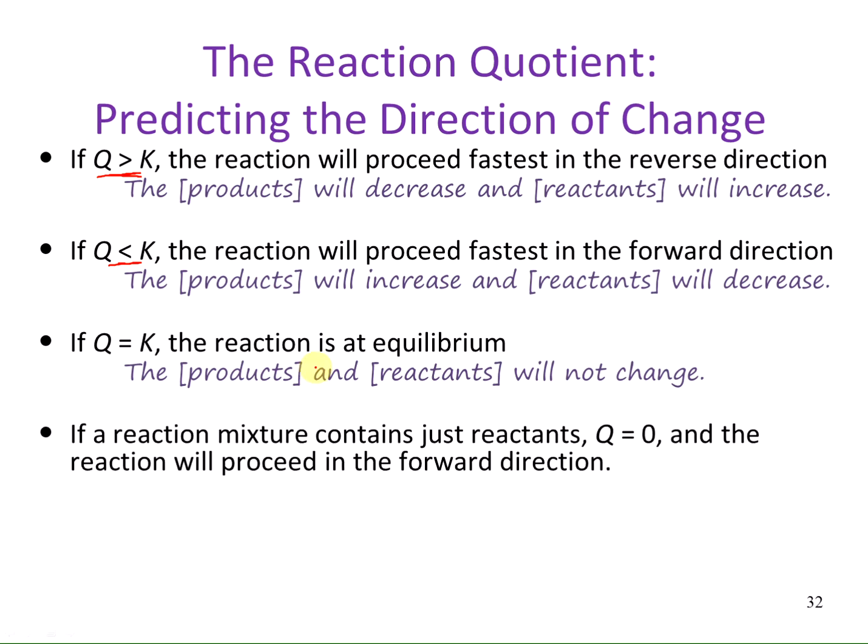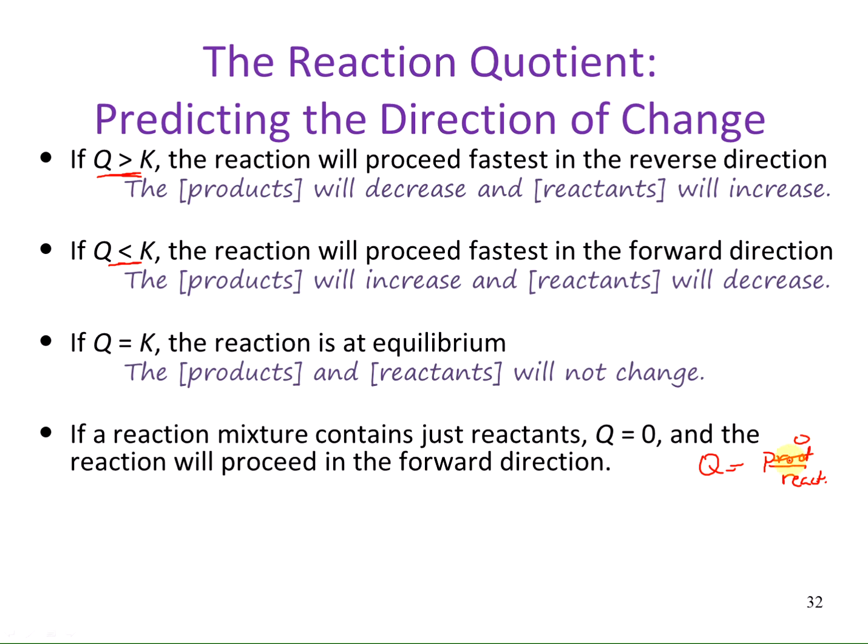If a reaction mixture contains just reactants, Q will equal 0. So Q is products over reactants, and if it just contains reactants and the products are 0, Q has got to be 0. So it's got to move in the forward direction. You've got to increase the numerator to get to equilibrium.